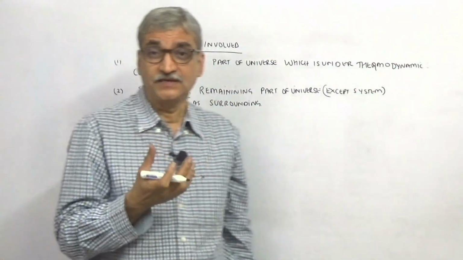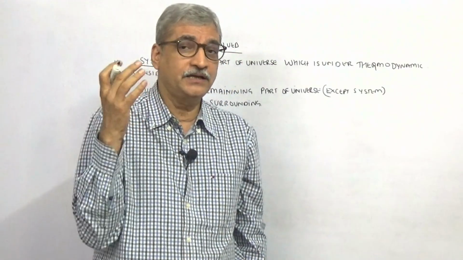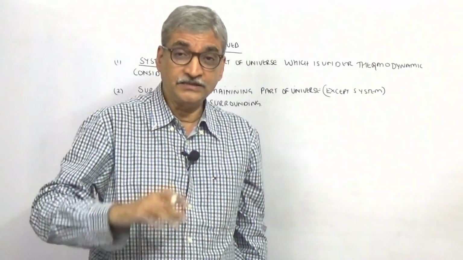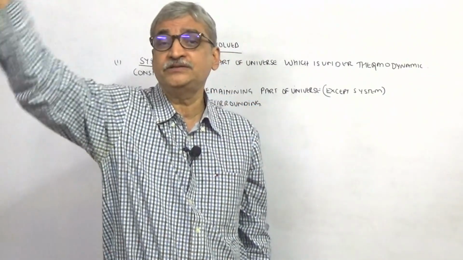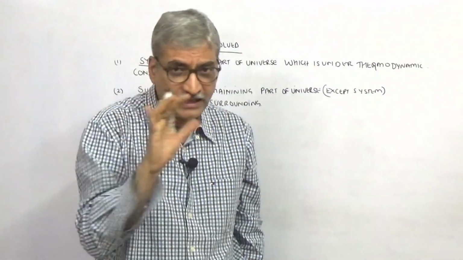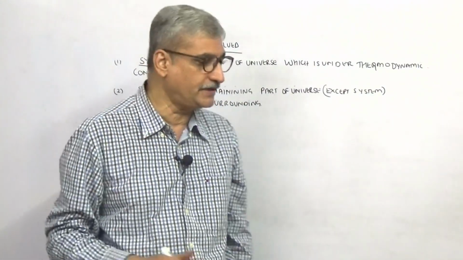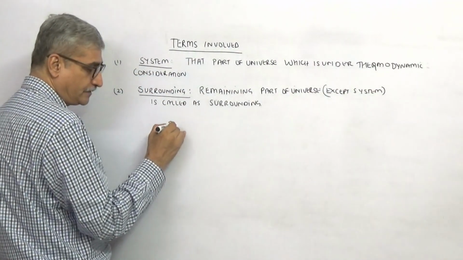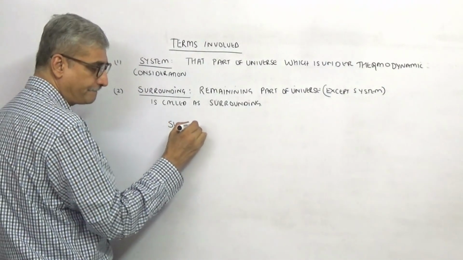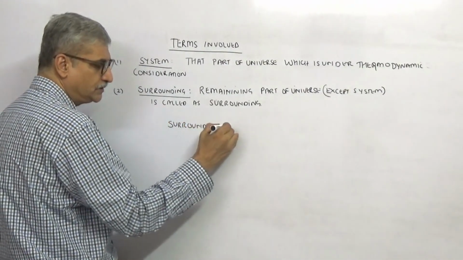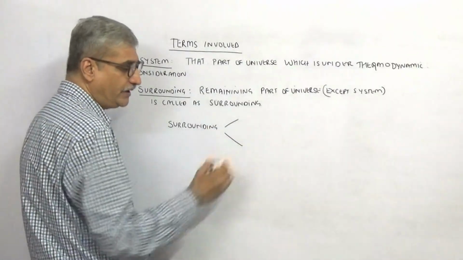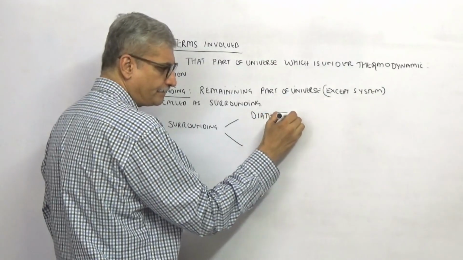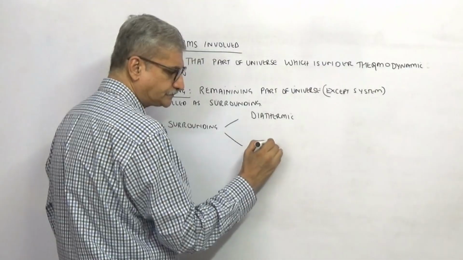Now there is exchange of energy between a system and a surrounding and vice versa. But there is no exchange of energy from one universe to another. So everything happens within that universe. Is this point clear? Now surroundings are of two types. One is diathermic and the other is isothermal.